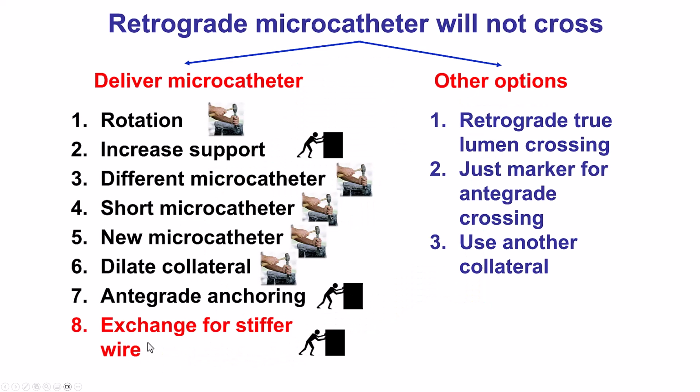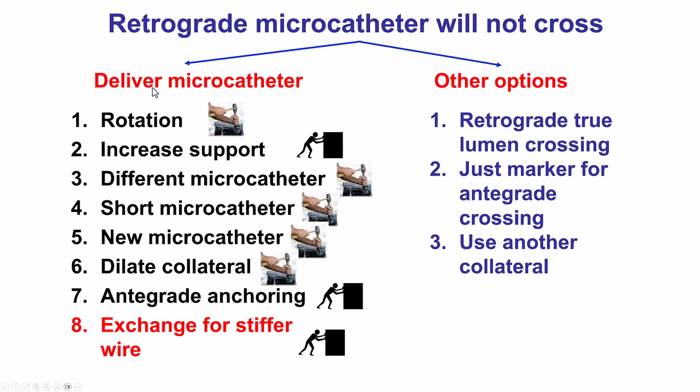The last option is to exchange for a stiffer polymer jacket wire. This is typically reserved if we have crossed the collateral and the microcatheter is very, very close to the distal end of the collateral and there's no significant tortuosity.